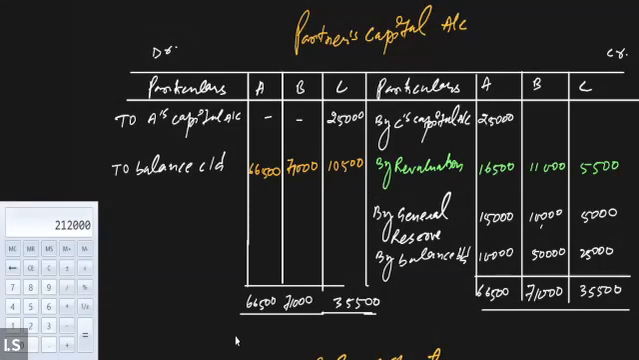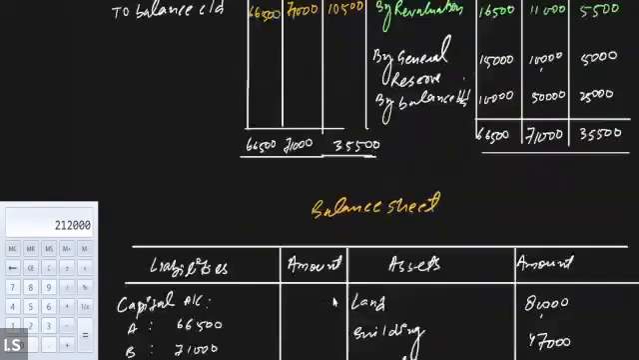So firstly, we'll write down the opening balance of the partners capital account, which is already given in the balance sheet, right? So this is the opening balance. By mistake, I have not written it at the top. I forgot to write it there, so I have written it here. So this is the opening balance: 10,000, 50,000, and 25,000. These are the opening balances of the partners, right?